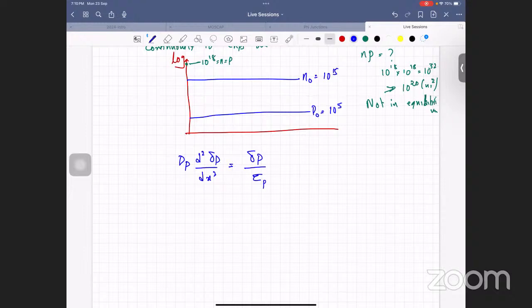Okay. So if you remember, we know that L p equal to root of D p tau p. So this is equal to... something is off, guys. What is off?